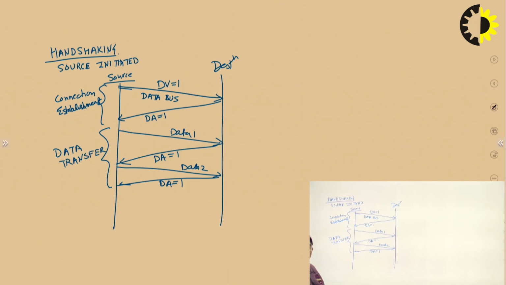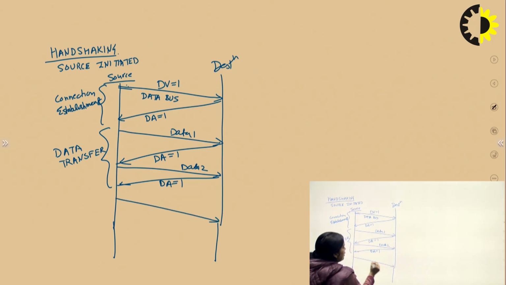Now, in the third phase, because the source is initiating the communication, connection close will be the responsibility of the source. It means the source is transferring the data, and now I have no data. DV equal to 0 means I don't have a data; I have transmitted all the data that I wanted to communicate.